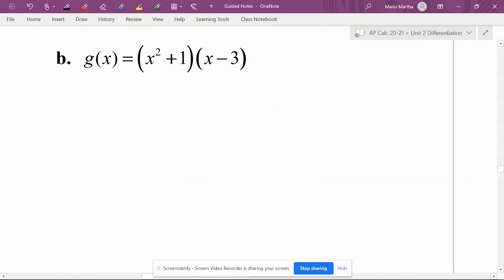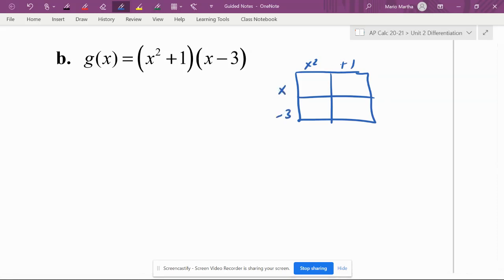And now we're looking at example B. So again, like I said, later on there are still going to be faster ways to do this. For right now, just work out through the algebra. It should be pretty easy to work it out, especially if you use the area model to multiply it out, right? So we have x squared plus 1, and then we have x minus 3. So we have x to the third, and then positive x, negative 3x squared, and then negative 3. So that's just our g of x.